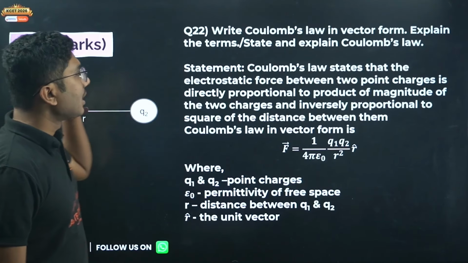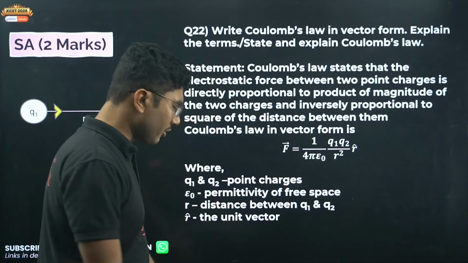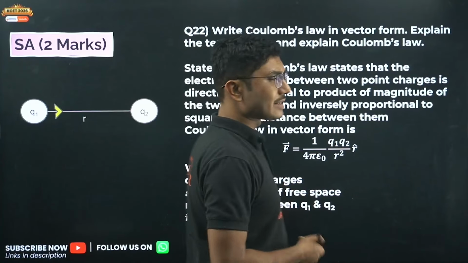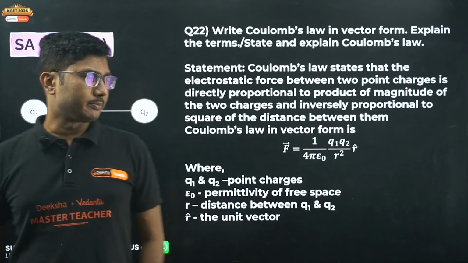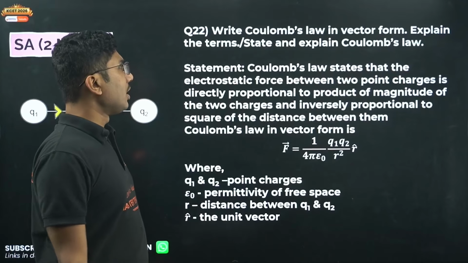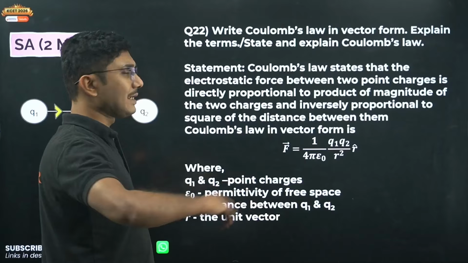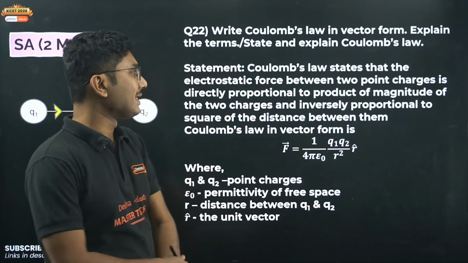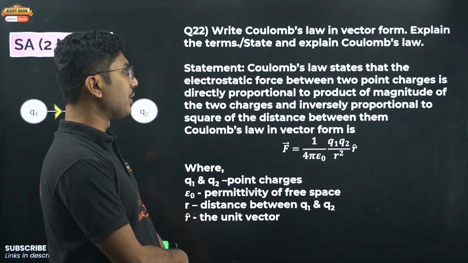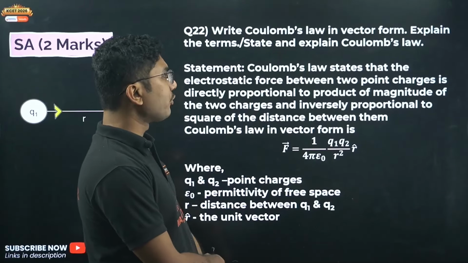Next question: write Coulomb's law in vector form, explain the terms, state and explain Coulomb's law. Now this question can be asked as a 3 marker, and it can also be asked as a 2 marker question. Here we are discussing it as a 2 marker question, but the same question can be asked as a 3 marker question.